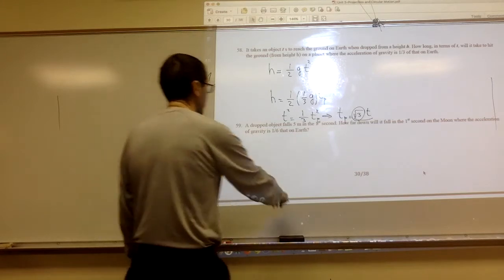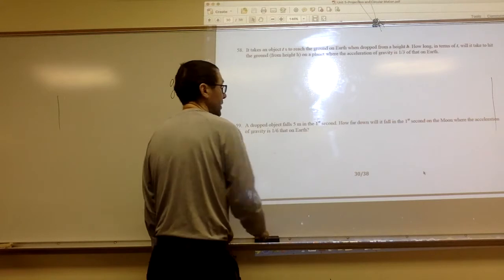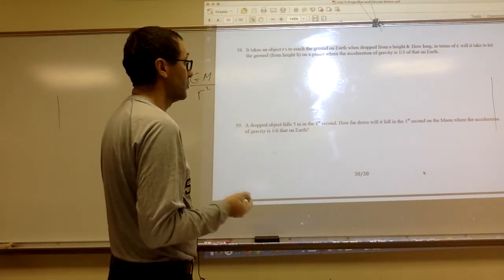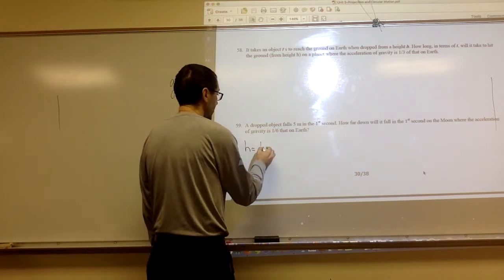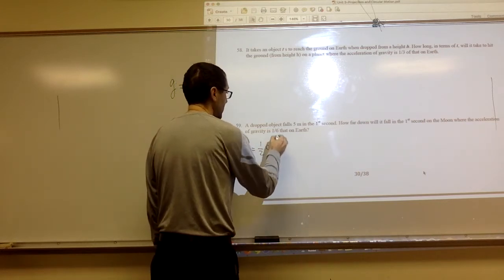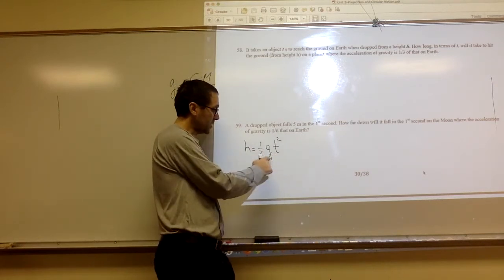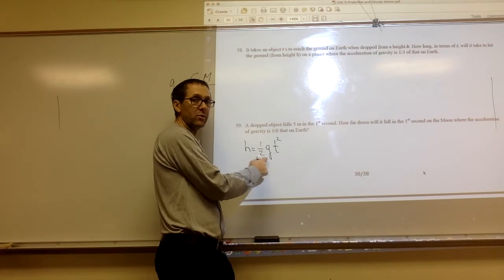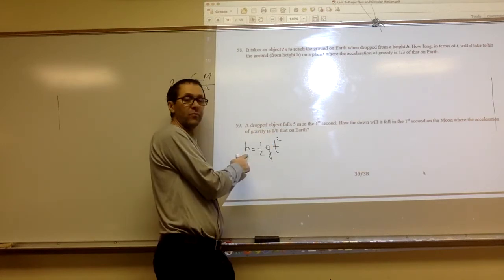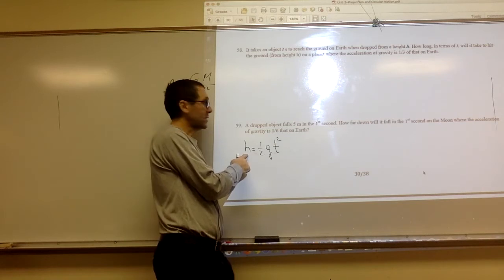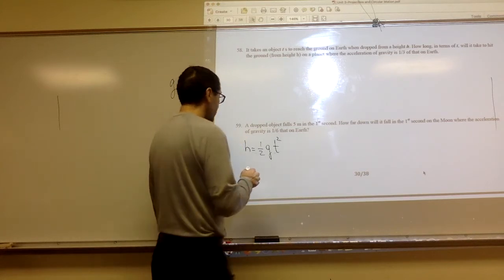A dropped object falls 5 meters in the first second. This is on Earth. How far down will it fall in the first second on the moon where the acceleration of gravity is 1/6? Well, if I write h equals 1/2 g t squared, they're talking about 1 second, so the time is fixed. But if you look at the relationship between h and g, that's a pretty direct relationship. So if I cut the acceleration of gravity by 1/6, the height will be cut by 1/6. So instead of 5 meters, it will be 5 times 1/6. For those who can't see it that way.